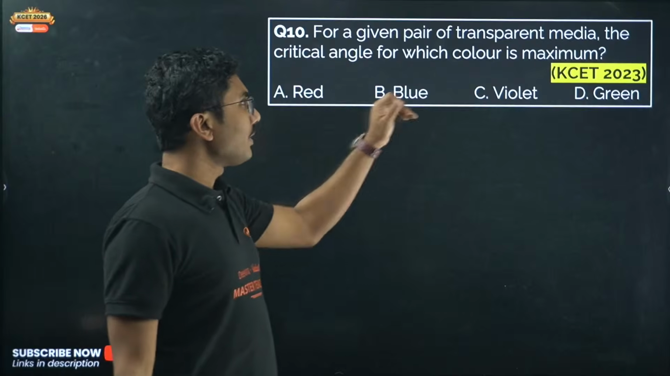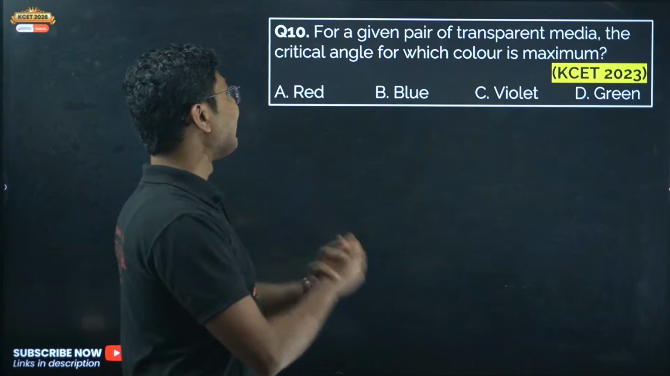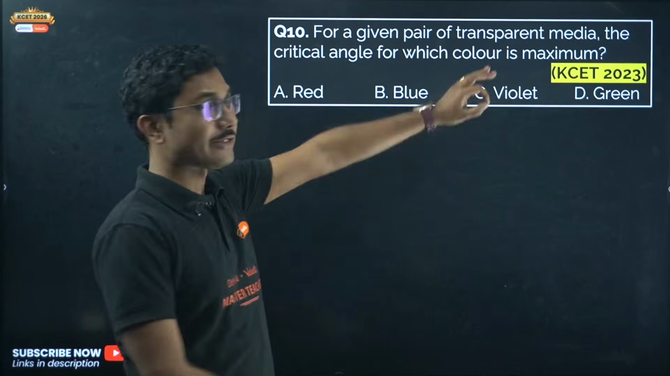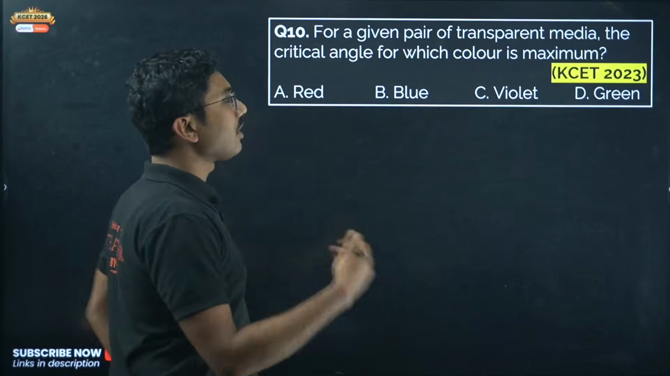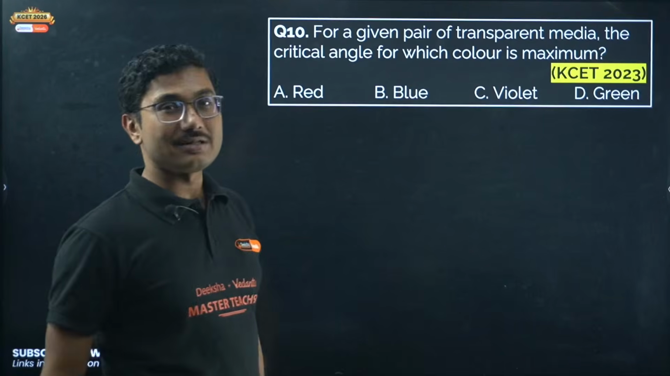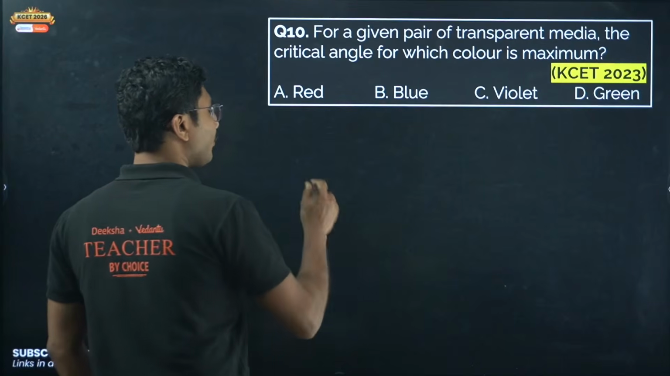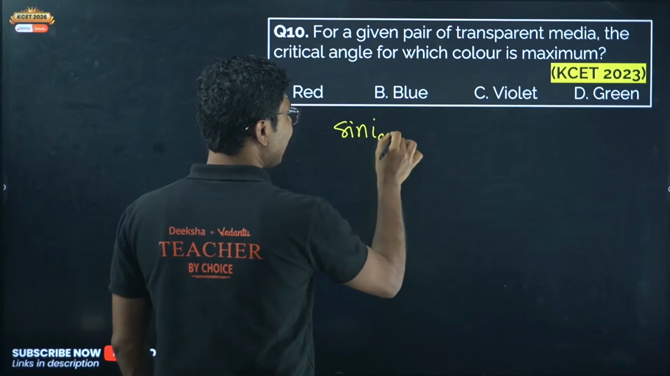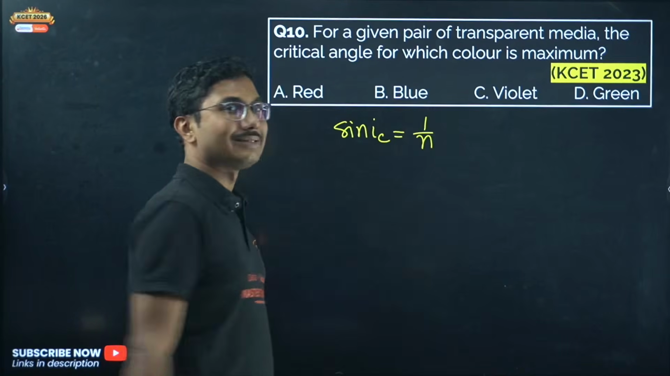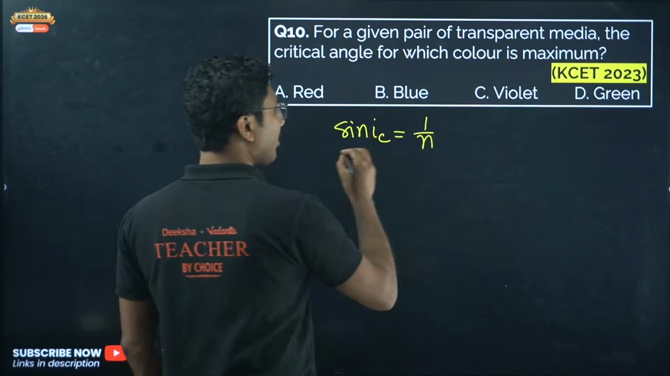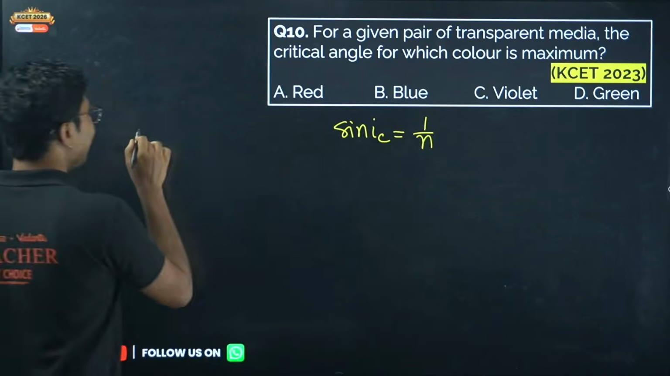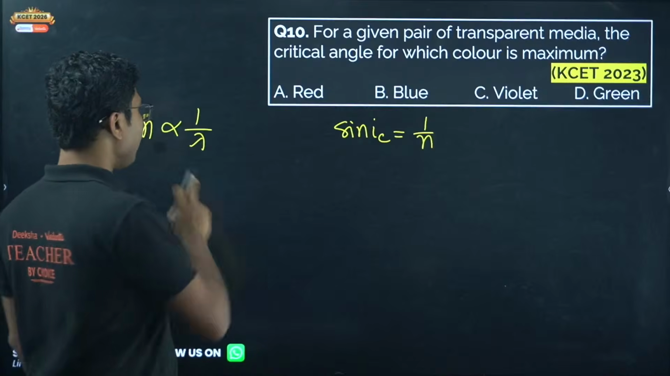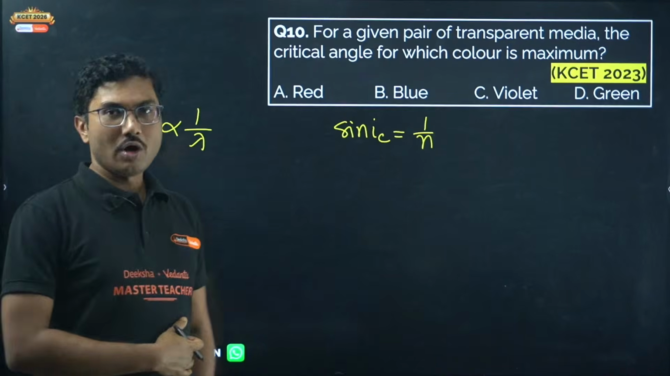Next, for a given pair of transparent media, the critical angle for which color is maximum? Now answer this question. This is also a KCET 2023 question, an easy question. So for a given pair of transparent media, the critical angle is most for which color? For that you have to know that if the critical angle is given by IC, then sin IC is equal to 1 upon n, where n is the refractive index. So from here we can say that the refractive index n is inversely proportional to the wavelength of light.